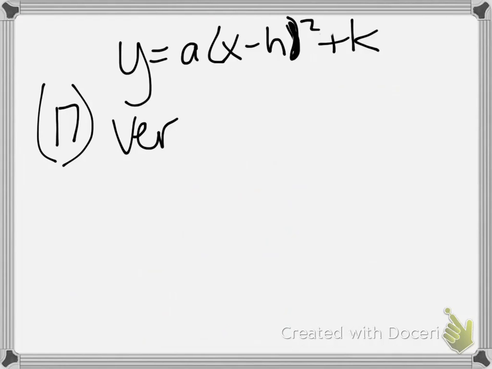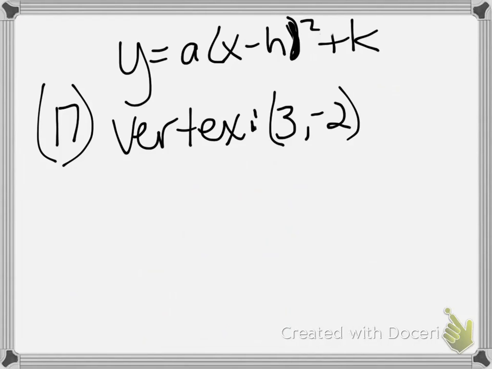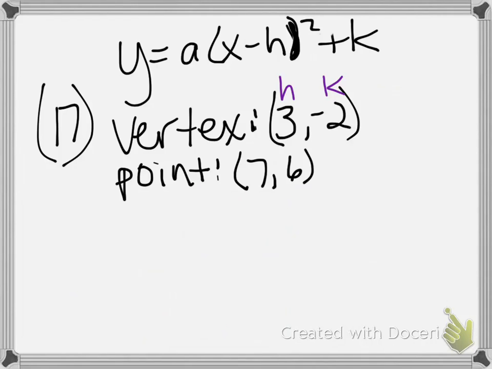17 says my vertex is (3, -2). It also says that the vertex is H, K. So this is H, this is K. Then the coordinate point that's given to us is (7, 6). Since it's a coordinate point, that means this is X and this is Y. So I know what H is, I know what K is, I know what X is, and I know what Y is. I do not know what A is. So I'm going to plug all of this in.